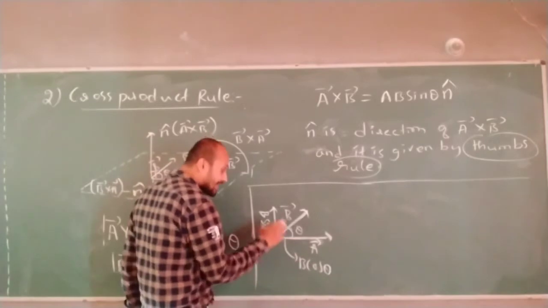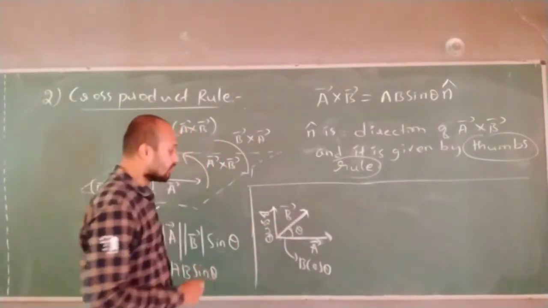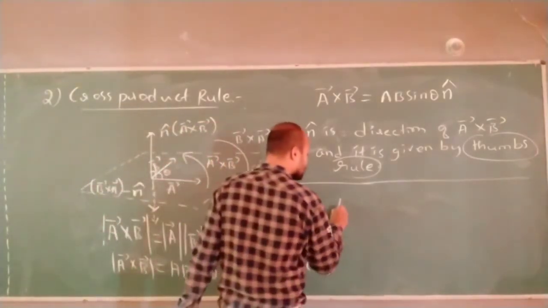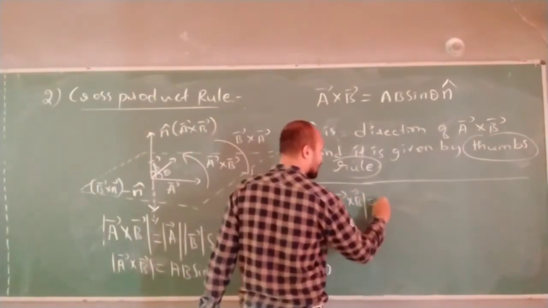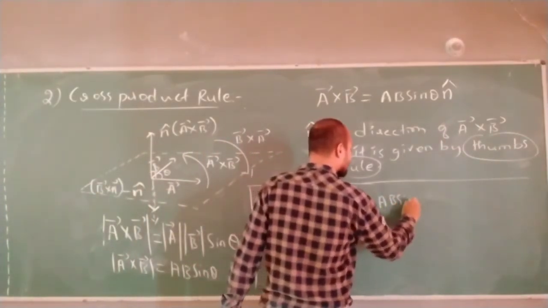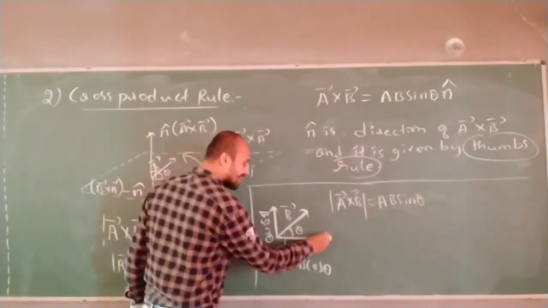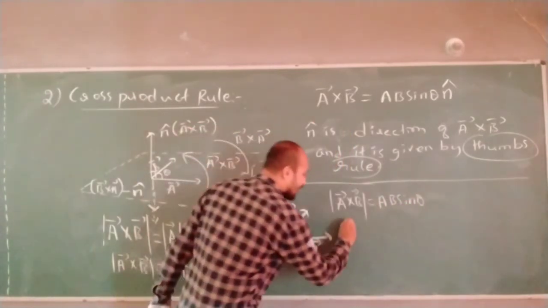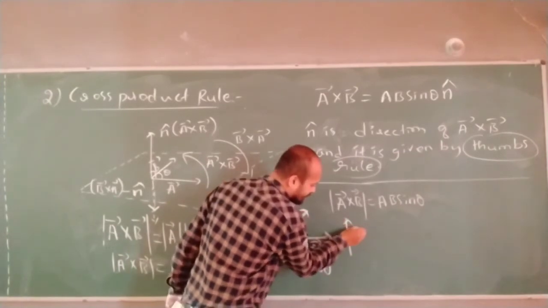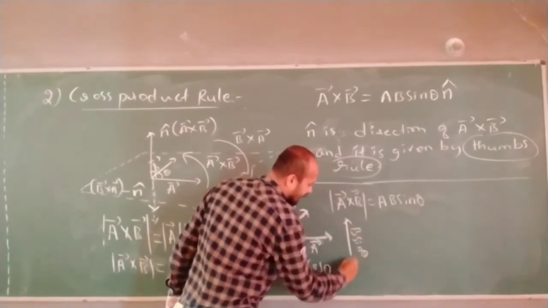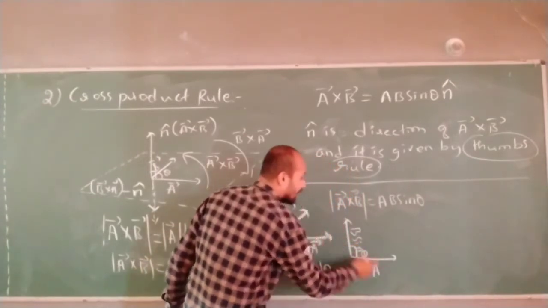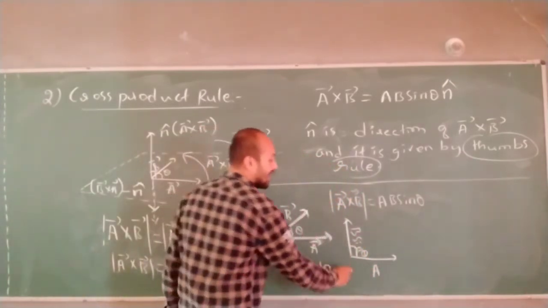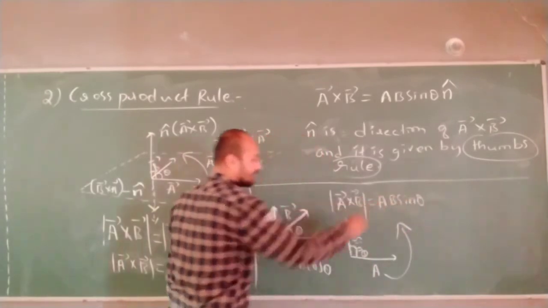So here AB sin theta is the magnitude of A cross B. What is the magnitude of A cross B? AB sin theta. B sin theta to A. So I will multiply one vector which is having B sin theta, another vector which is A, magnitude A, both are perpendicular. When I multiply like this, you are going to get the formula like this.